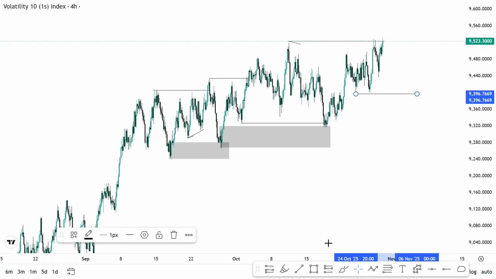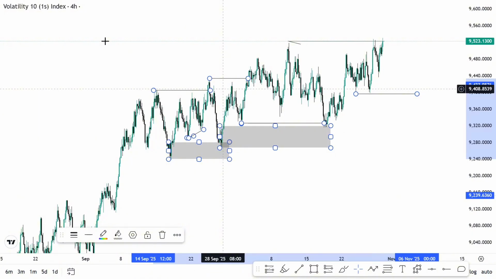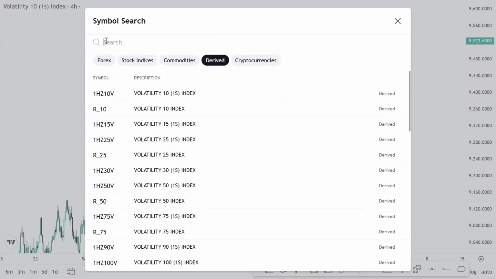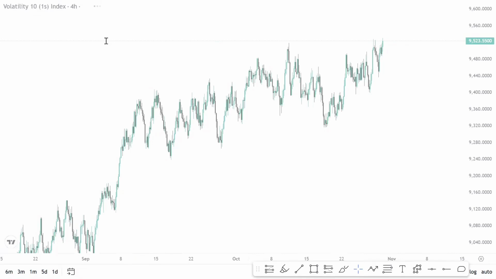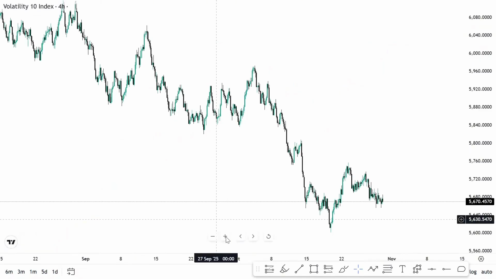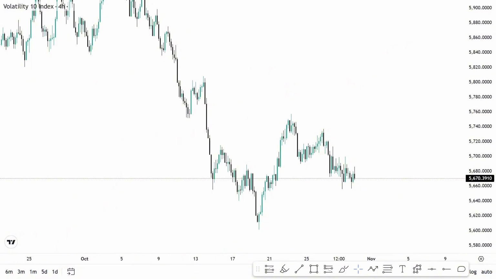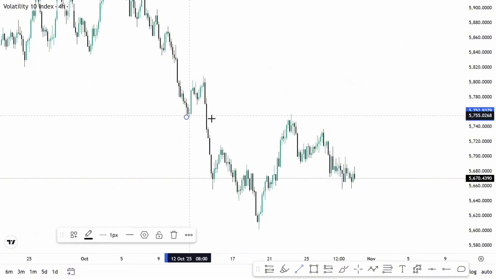Now let me show you the other model, but let's check other assets and see if we can see that model there. So I'm going to be checking on volatility 10. Let's check on volatility 10 and see the other model. So on this volatility 10, here is what we have here. We have a break of structure to the downside. You can see that market gave us that liquidity void. We had that impulse to the downside.